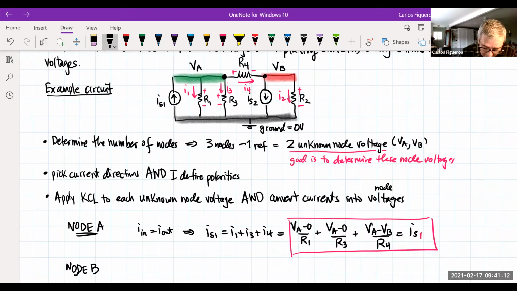Node B. So if I look at node B, again, I'm going to look at the currents coming in and the currents coming out. Note that the only current coming into node B is I4. And then I have the currents going out. So then this should be what? I4 must be I source 2 plus current I2. So then I convert these again.